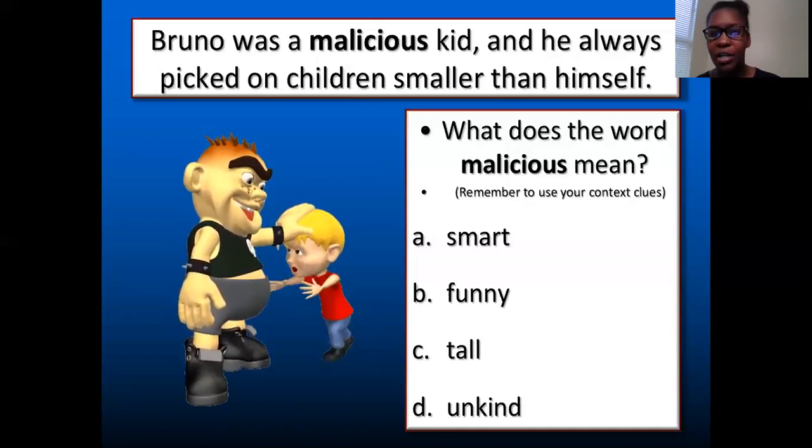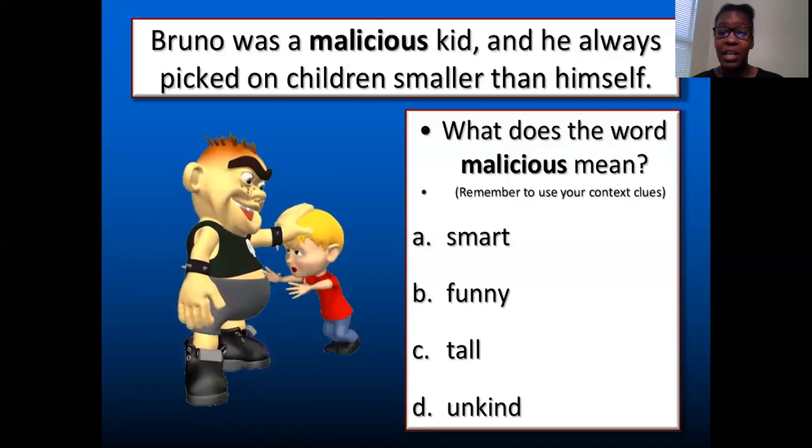A says smart. There's no clues that tell me that he's smart in this sentence. So I'm going to eliminate A. B, funny. There's no clues to show me that he has said or done anything funny. So I'm going to eliminate B. C, tall.